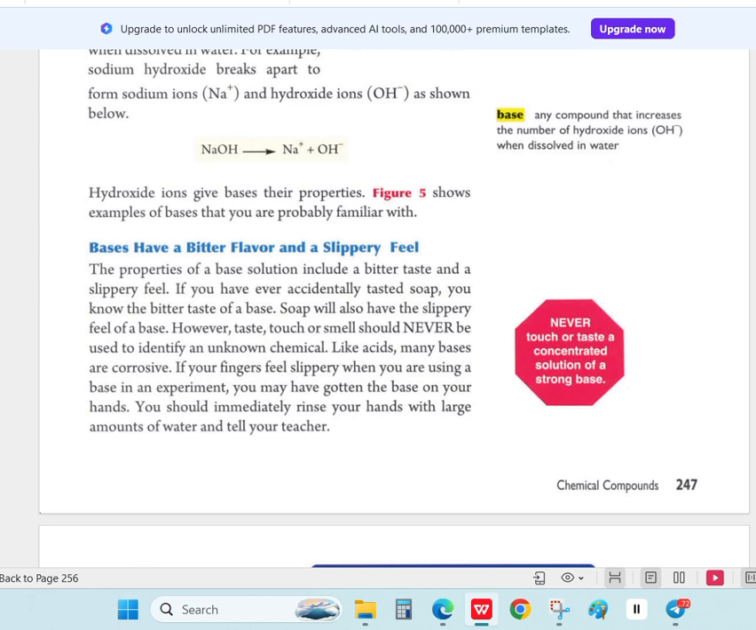Like with acid, please never touch or taste a base, because a base is like an acid. Some bases are poisonous and some bases are corrosive.